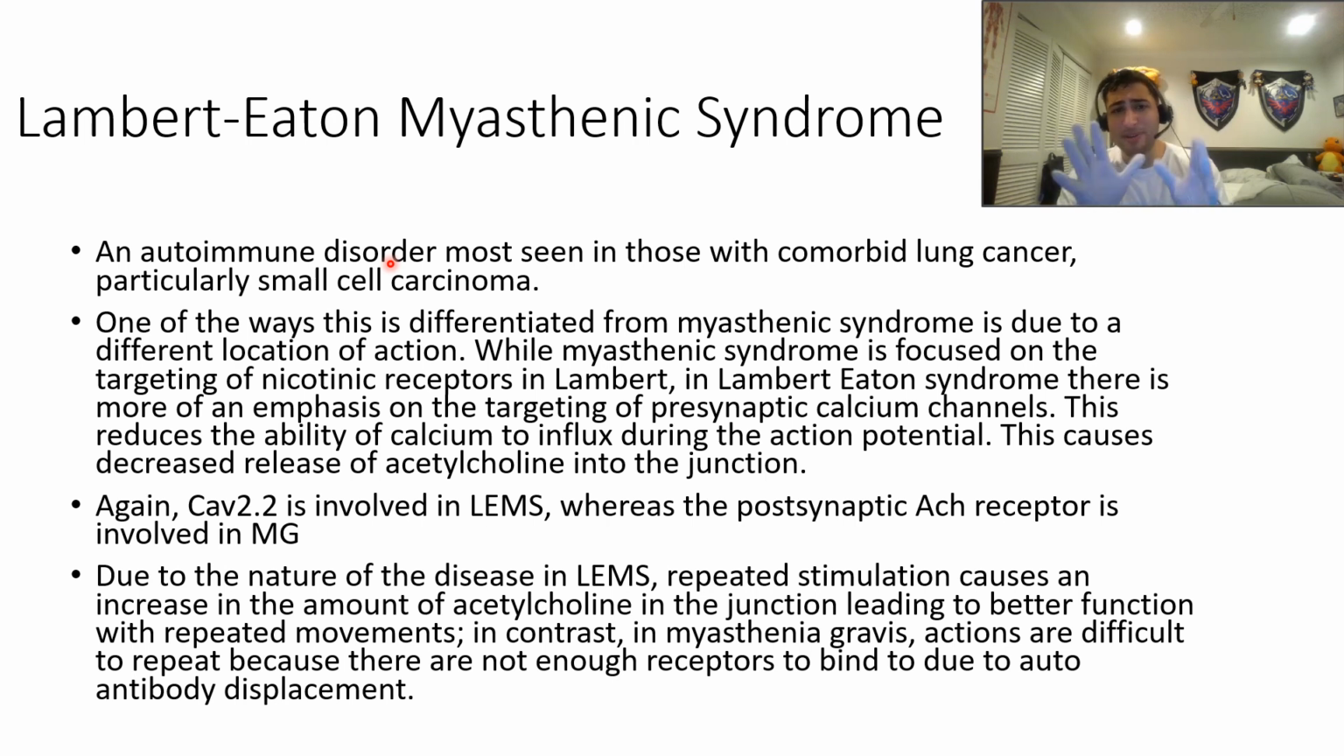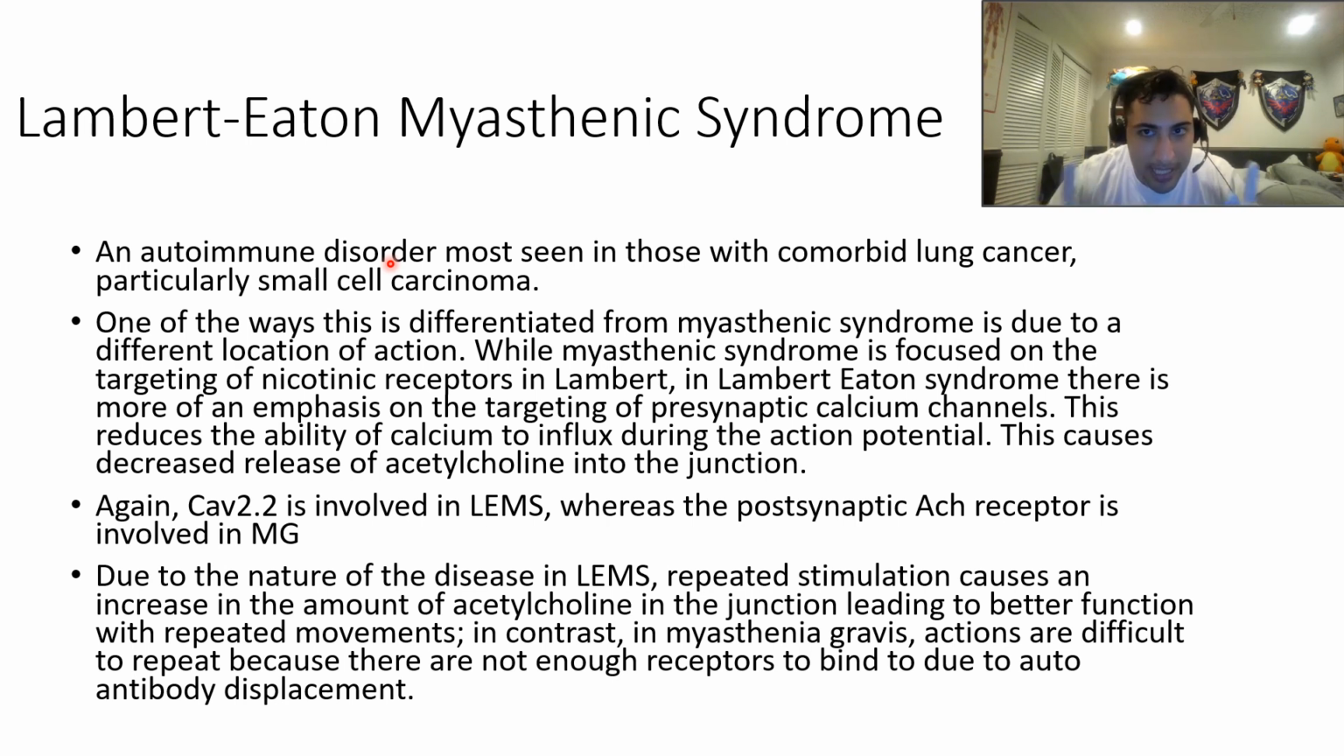Now, one way you differentiate this from myasthenia gravis, because it's the same clinical presentation at first. While in myasthenia gravis, there's targeting of those postsynaptic nicotinic receptors, in Lambert-Eaton syndrome, there's more emphasis on the presynaptic calcium channels, so preventing the vesicles from ever being released. In myasthenia gravis, the problem is on the postsynaptic side, where the receptors are no longer available for acetylcholine.